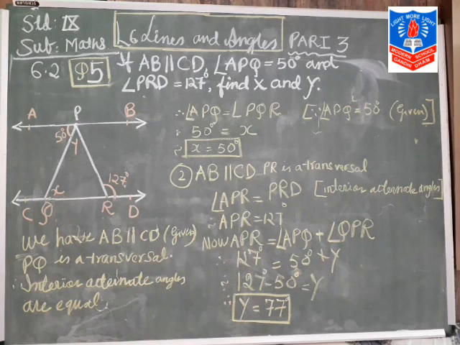Clear children? Now the sixth question is a practical sum, an activity sum. So in 6.2, there are 5 questions only. Complete your notebook and maintain your notebook. There are marks on your notebook. So children, thank you.